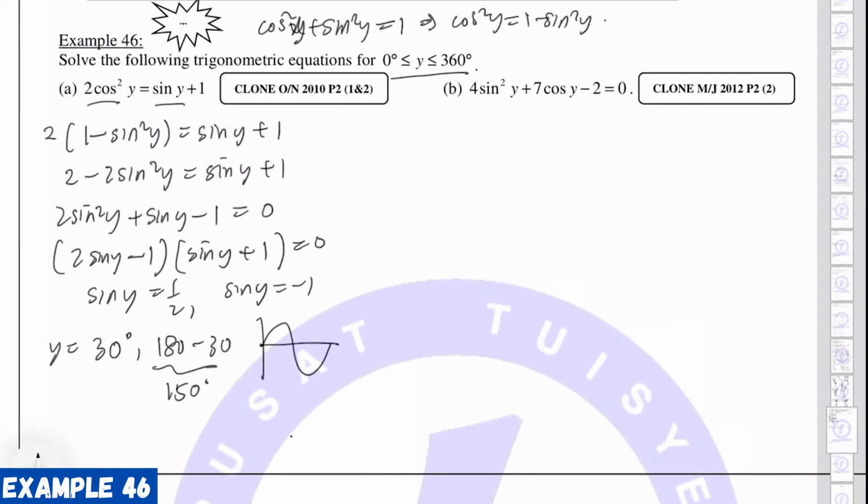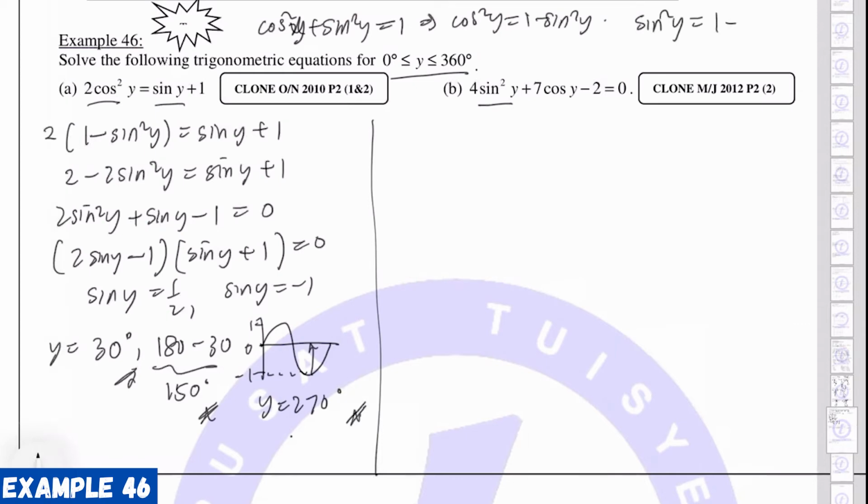For sine y equals negative 1, the easiest way is to use what? If you get 1, negative 1, and 0, we always use a graph. The graph is the easiest way to find. So at negative 1, your angle is 270. Okay, so 1, 2, 3 answers. Okay, how about the second one? Now, the one with square for the second one is sine square. Now, we know sine square is 1 minus cos square. So I'm going to substitute 1 minus cos square into here.